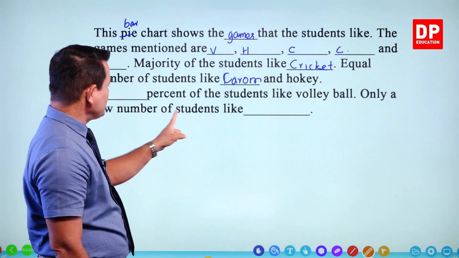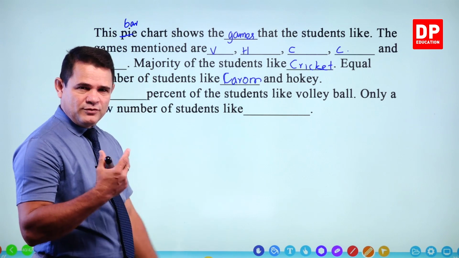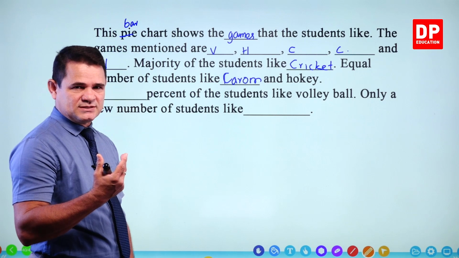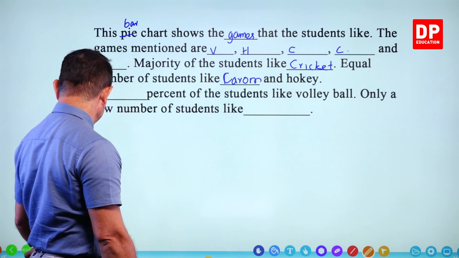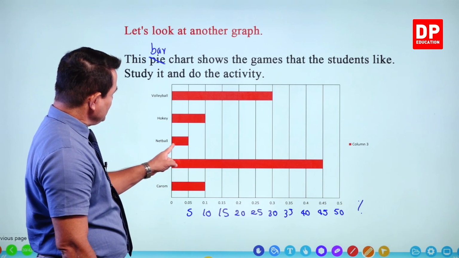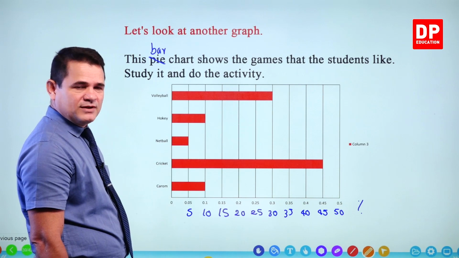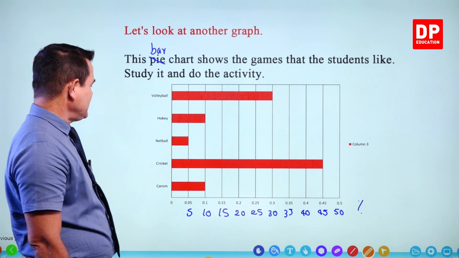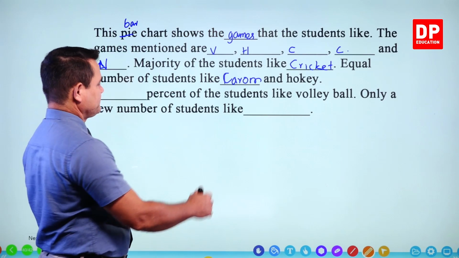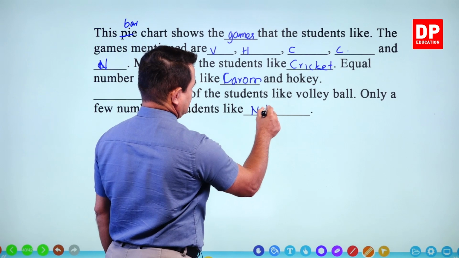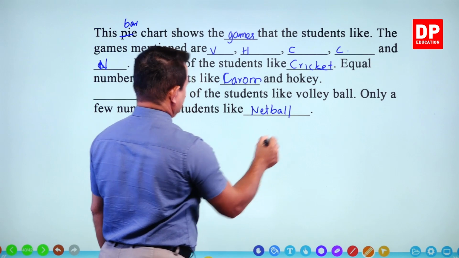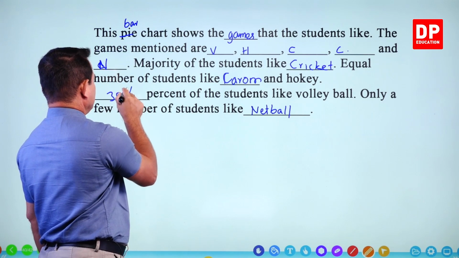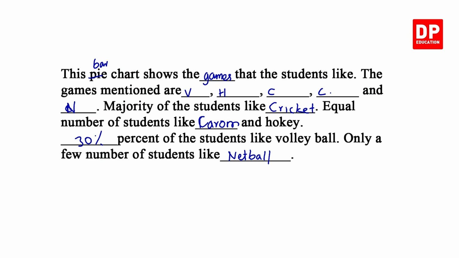Only a few number of students like... few number of students. බොහොම සුළු ප්‍රතිශතයක් කැමතිලු මොනවටද බලමු. Netball. Very simple. බැලුවම පේනවා නේ. Only 5. Netball. Here 30, no? So likewise, very simple, and you might get questions of this type as well.